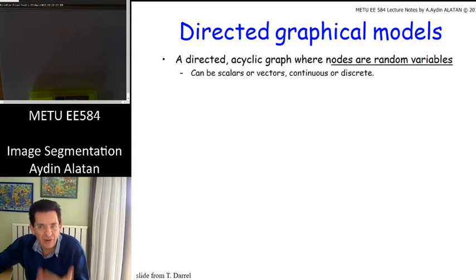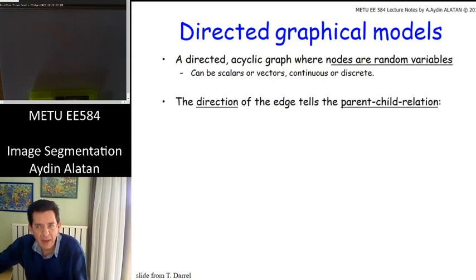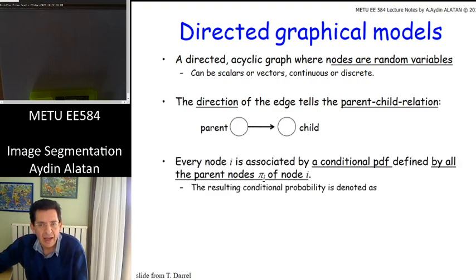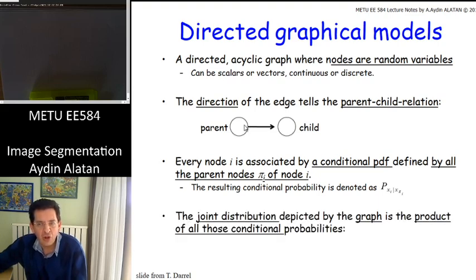Therefore, in directed graphs, we have the nodes as random variables, and the direction says the parent-child relationship, like this one. And obviously, every node i is associated with a conditional PDF defined by all the parent nodes, Pi. And we have such a structure. Therefore, this is a conditional PDF, the xi random variable with the condition of its parents, whatever the Pi is. This is shown in this way, and the joint distributions are defined like this.